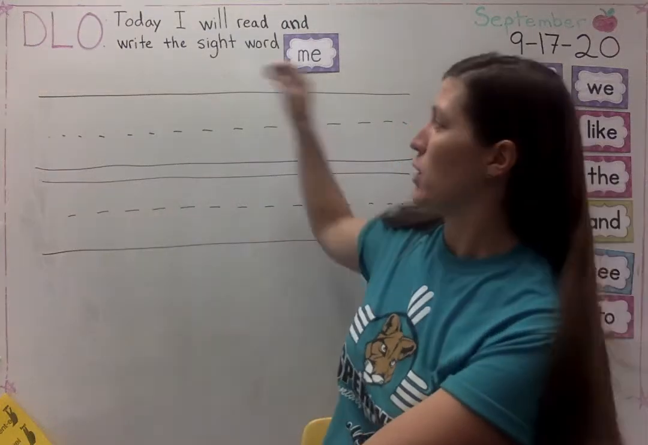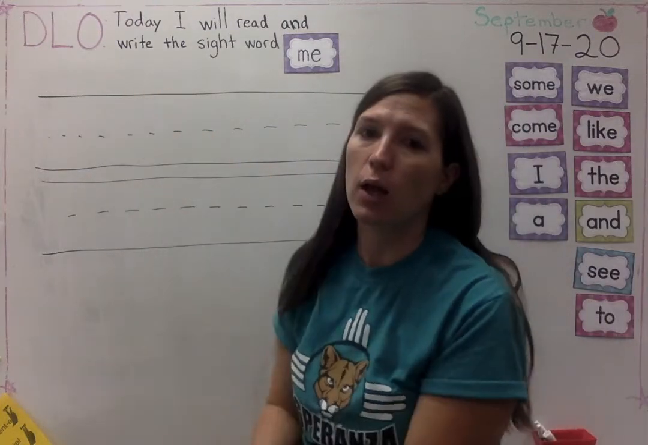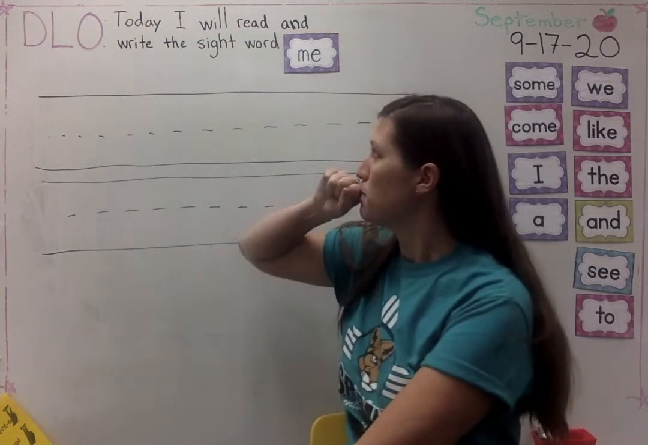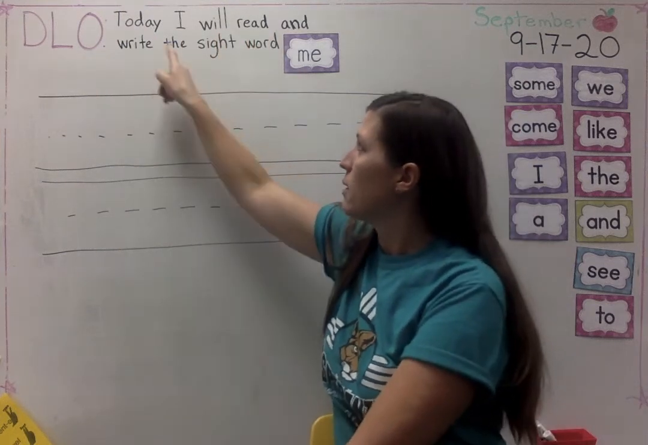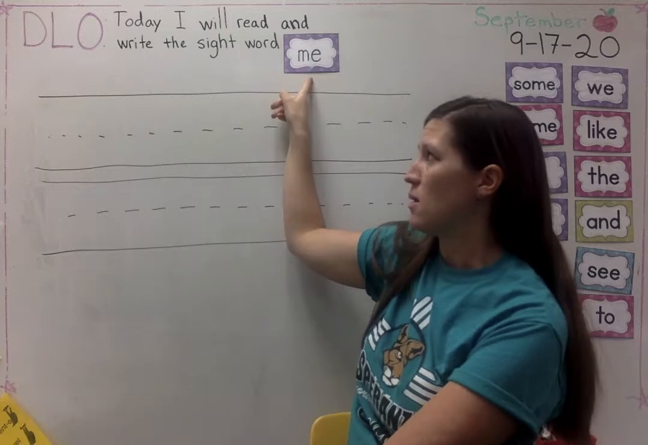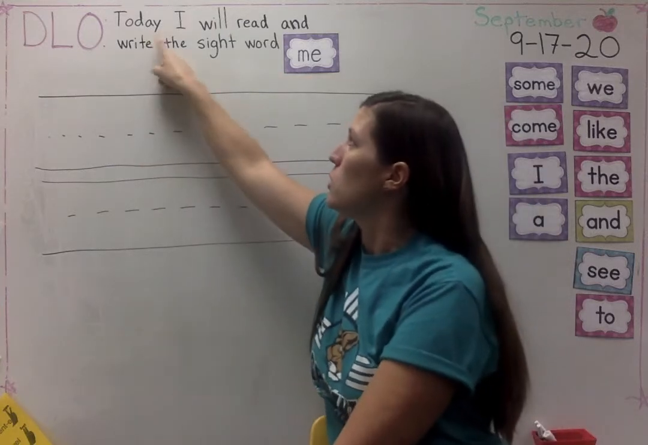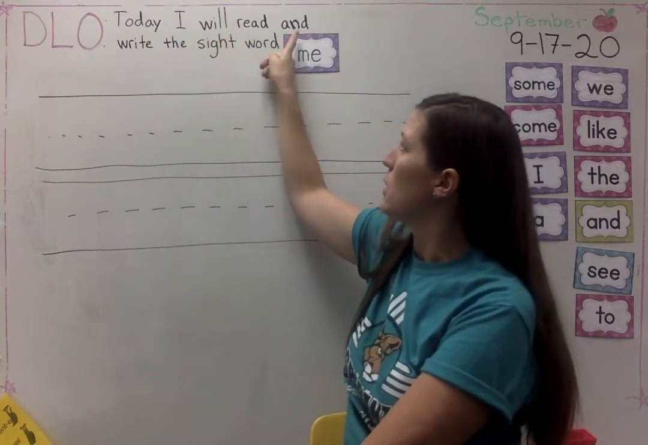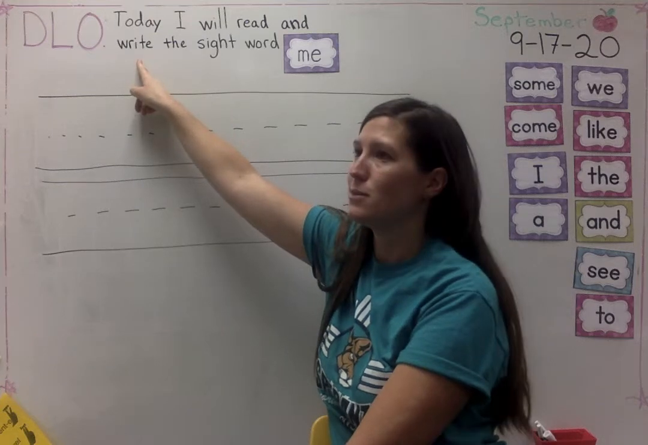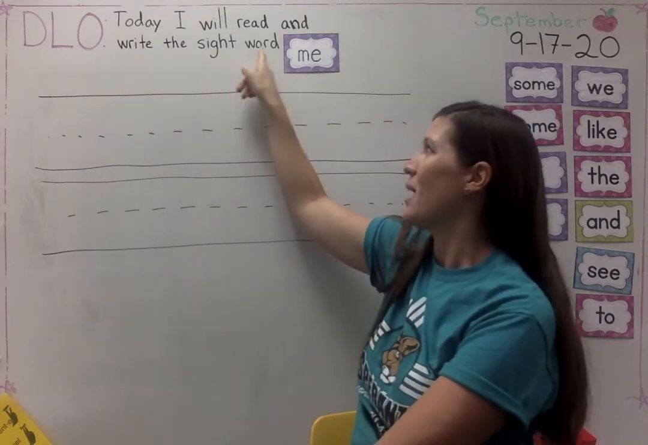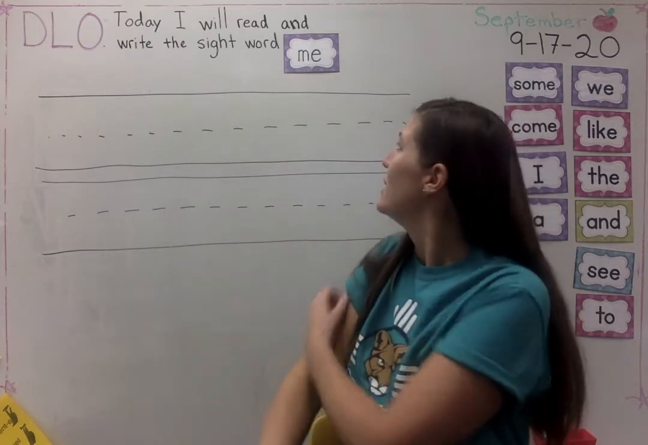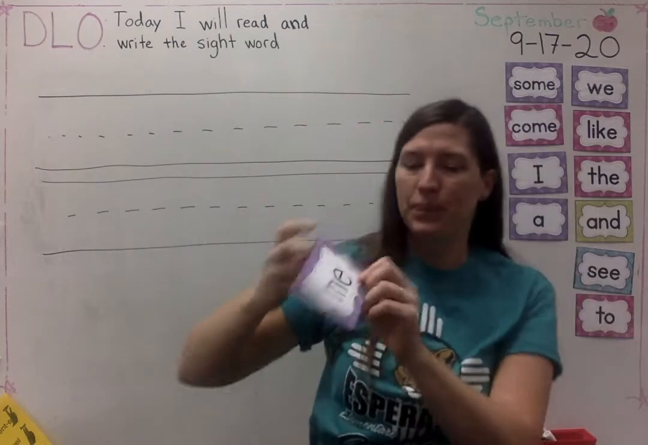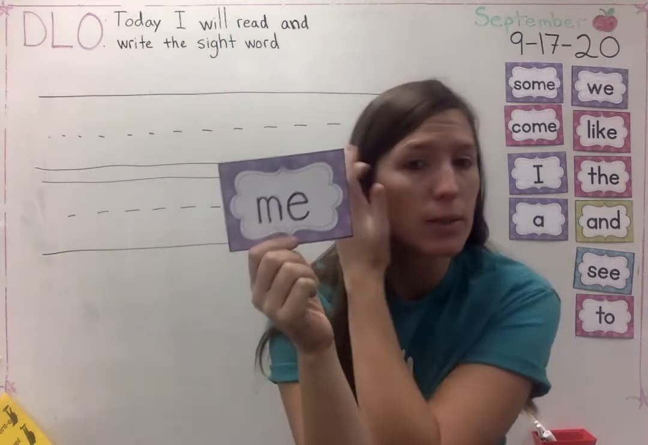Okay, let's go over our daily learning objective, our DLO for me. Today I will read and write the sight word me. Now it's your turn. Today I will read and write the sight word me. Sorry, I said that really fast for you guys.